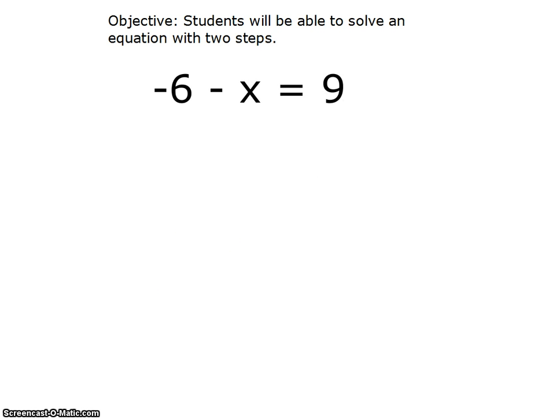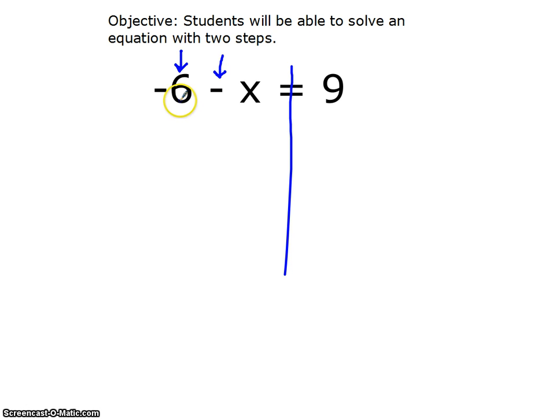Okay, we're going to do this next example. We have our street. We have negative 6 minus x. Okay, we want to see what we need to get rid of. We need to get rid of the 6. And then also, we're going to have to get rid of that negative sign because x needs to be by itself. You can't have a negative with it.